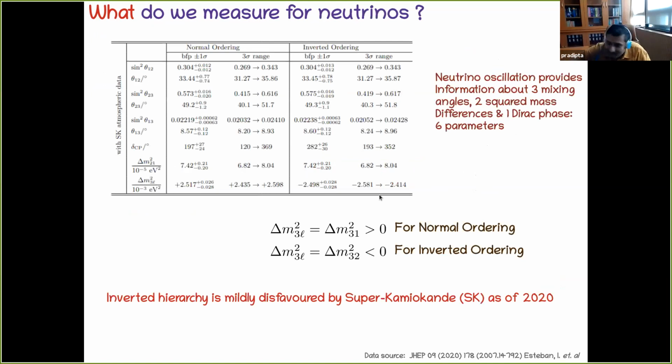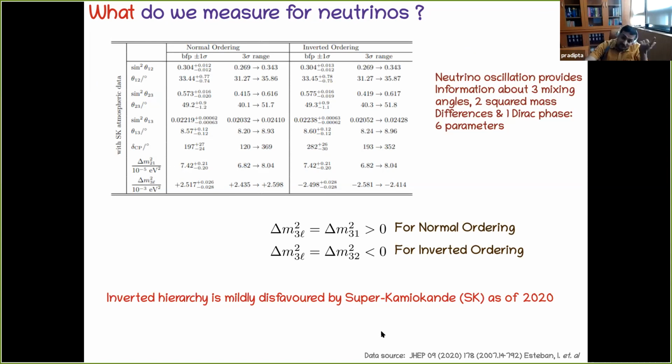Thanks to my old colleague Michele Maltoni from IFT, I have shared this from his recent paper. As you can see, this is precisely what we are measuring. We are measuring the mixing angles 1-2, 2-3, the sine squared values and the individual values. We are measuring the Dirac CP phase and the mass squared differences.